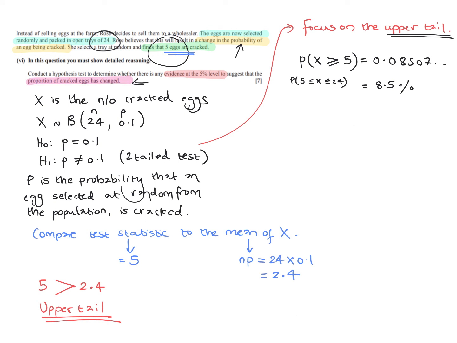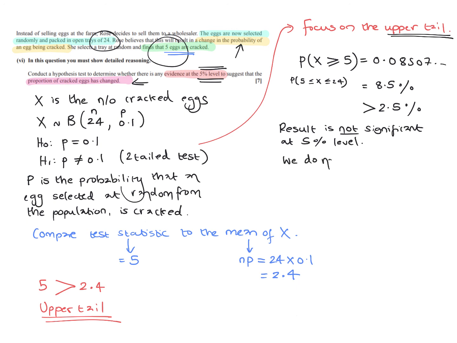Now, how does that compare with the significance level? Well, the overall significance level of the test is 5%, but because it's a two-tailed test, we need to halve that for each tail, and so we're comparing this with 2.5%. So this is clearly greater than 2.5%, so this tells me that the result is not significant at the 5% level. We can still say 5% because overall the level of the test was 5%. Because the result is not significant, we do not have sufficient evidence to reject H0.